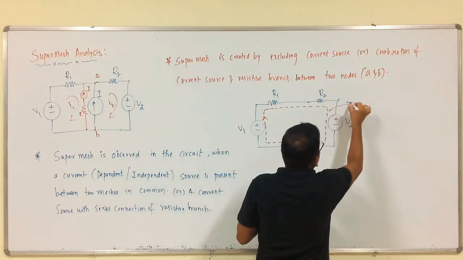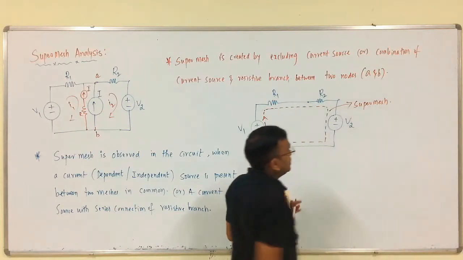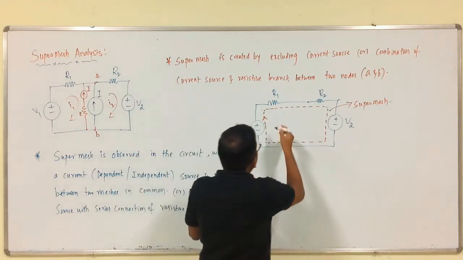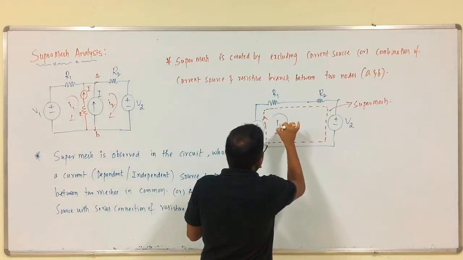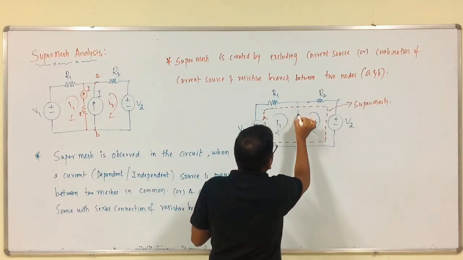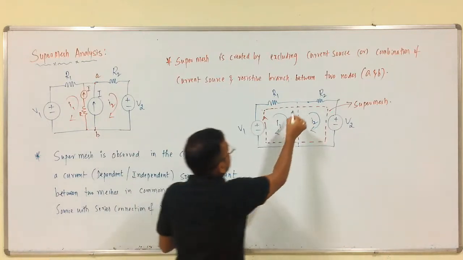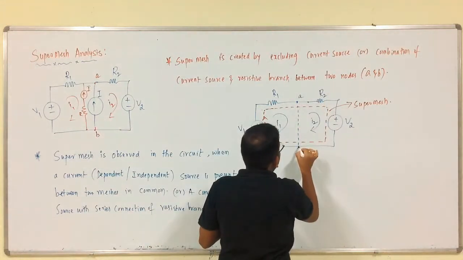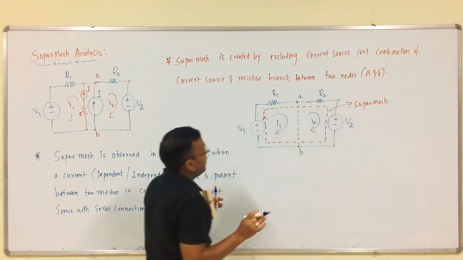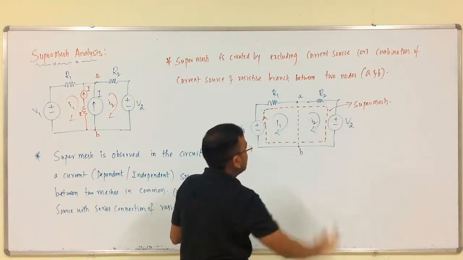This is called super mesh. Previously, we have current I1, this is I2, right. So, this is node A, this is node B. Simple, we have to remove this. After removing, we are getting a simple loop, that is nothing but super mesh.